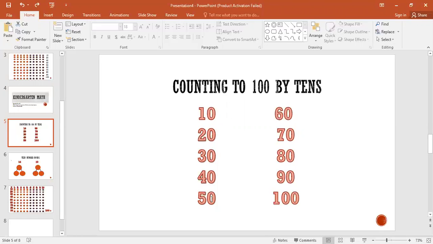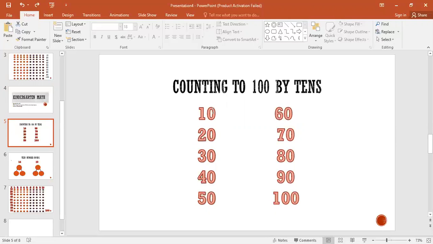So each of these are all groups of 10. 20 is 2 groups of 10. 80 is 8 groups of 10. 50, how many groups of 10 would 50 be? 5 groups of 10. 100, how many groups of 10 would 100 be? 10. So these are all groups of 10. And a group of 10 has 10 ones. Keep that in mind for our lesson today.